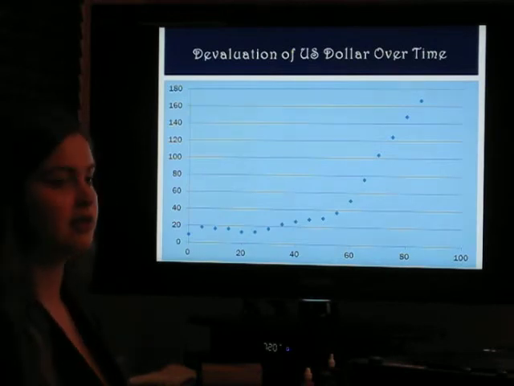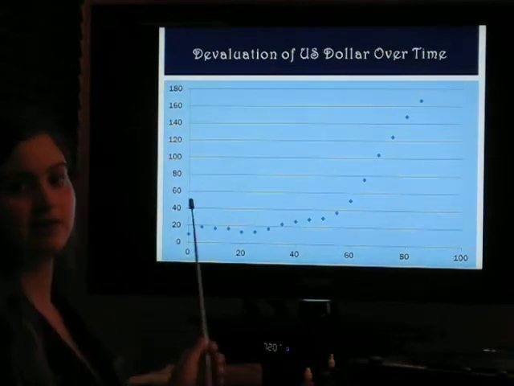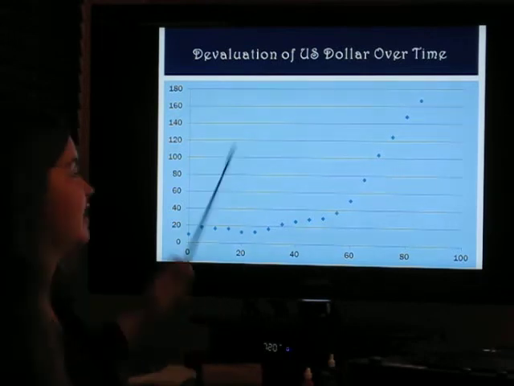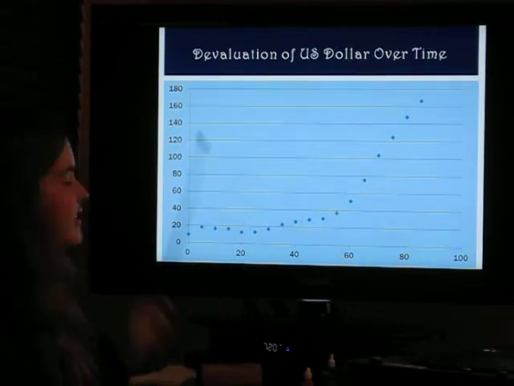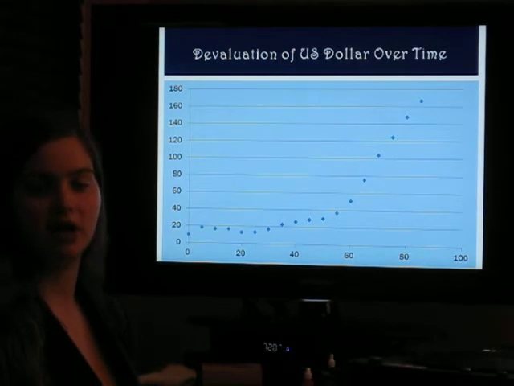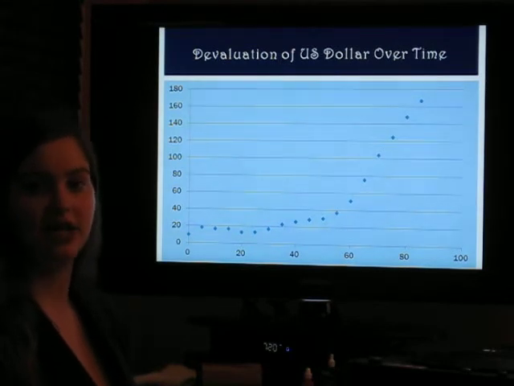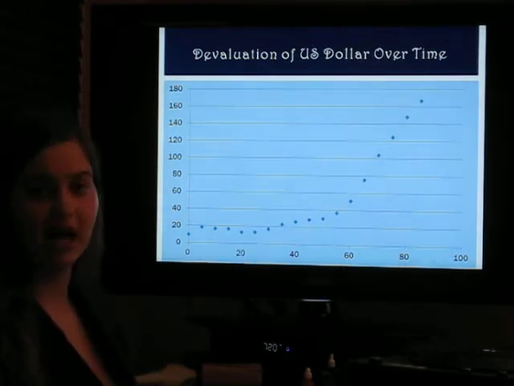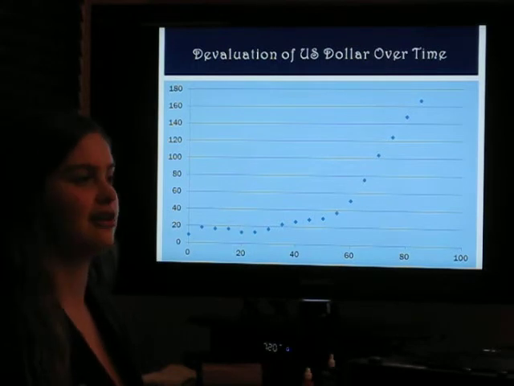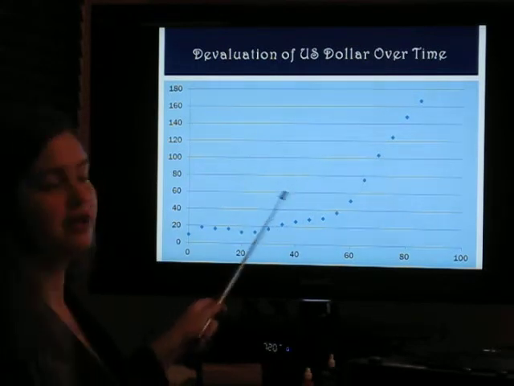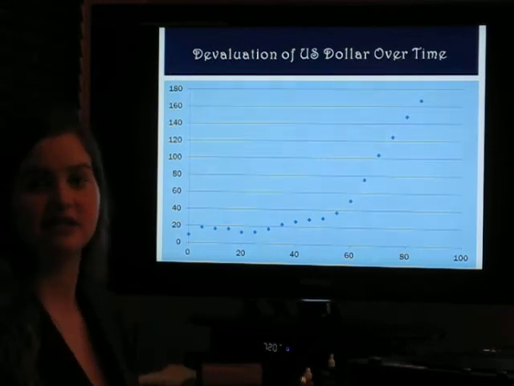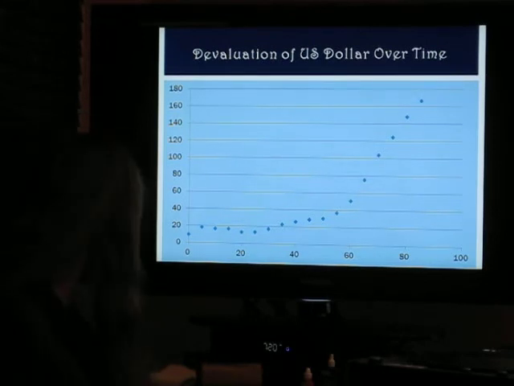So now I'll be showing you the graphs. And here's the devaluation of the US dollar over time. And so running along here is the number of years since 1915, and then running along the y-axis is the amount of dollars that it would take to equal the value of $10 in 1915. So you can see that the graph goes up. However, because of the way we formatted our graph, that actually means that the value of the dollar is going down. But what is going up is the number of dollars it takes to equal our standard amount.